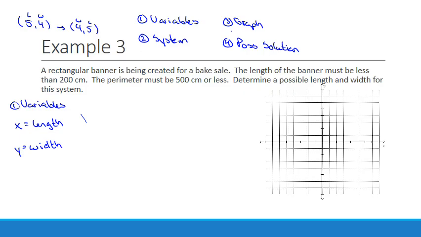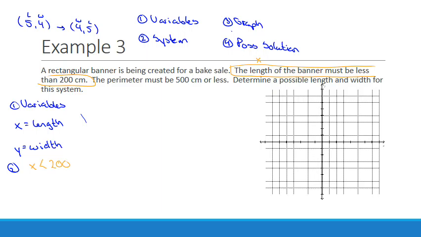So once we have the variables, we have to create the system. I'm going to put the system down here to see if I can have enough room to get all this on one slide. So the first thing we should look at: the length of the banner must be less than 200 centimeters. Notice it says must be less than. So there's no equal to in that. So we know there's going to be a less than sign. So length is x. So x must be less than 200.